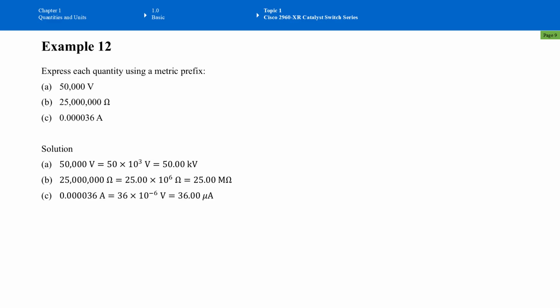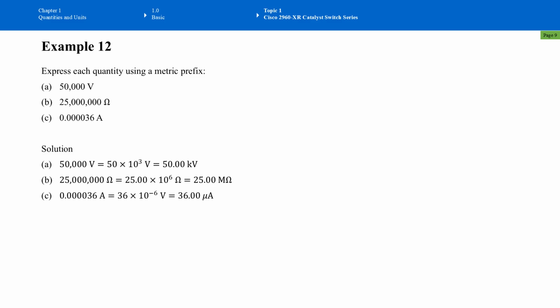First, we need to convert 50,000 to its engineering notation. We move the decimal point to the left 3 units, so the number portion is 50. And since we move the decimal point to the left 3 units, the power of 10 has an exponent of 3. So the answer is 50 times 10 to the third volts. This is in its engineering notation. However, the power of 10 part can be replaced by the corresponding prefix. 10 to the third, that's kilo, k. So these 50,000 volts can be written as 50 kilovolts.